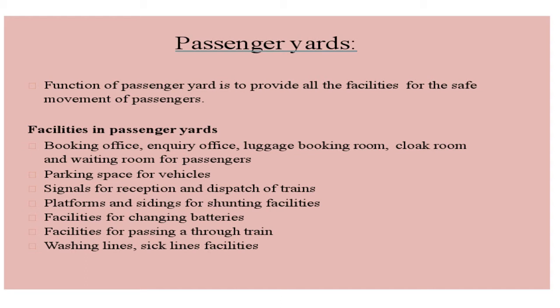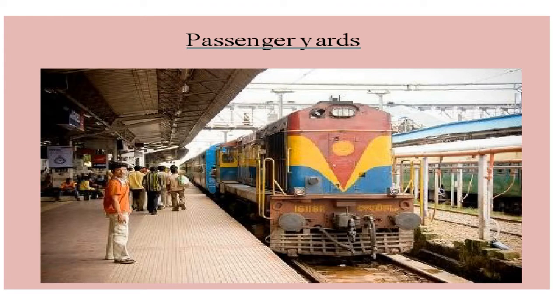Then there will be facilities for changing batteries, then washing lines will be there. If there are some coaches which are not properly working, then sick lines also will be there, so that they can be separately moved and kept for inspection. So this is the passenger yard, the usual or general railway stations which we use.